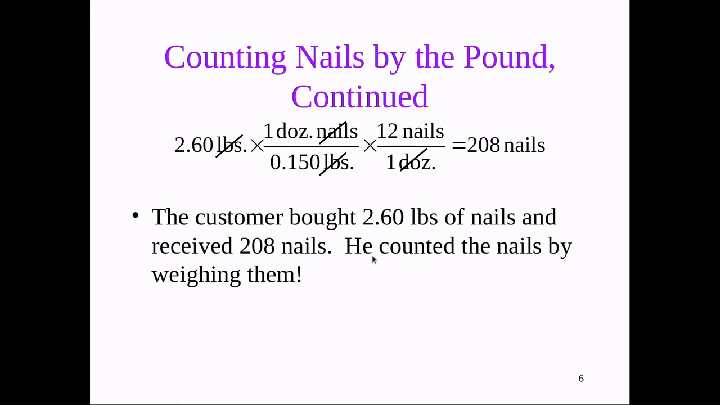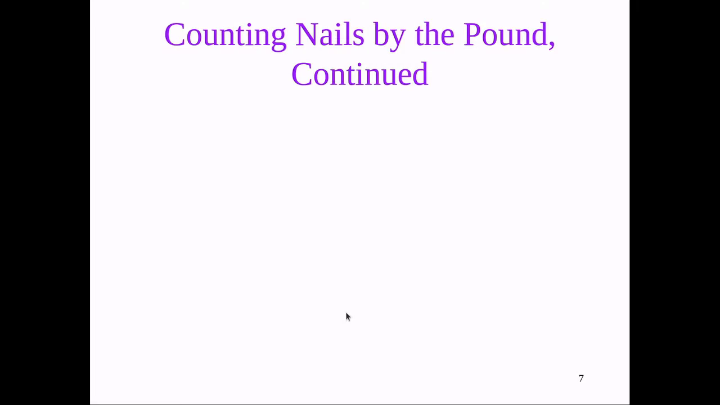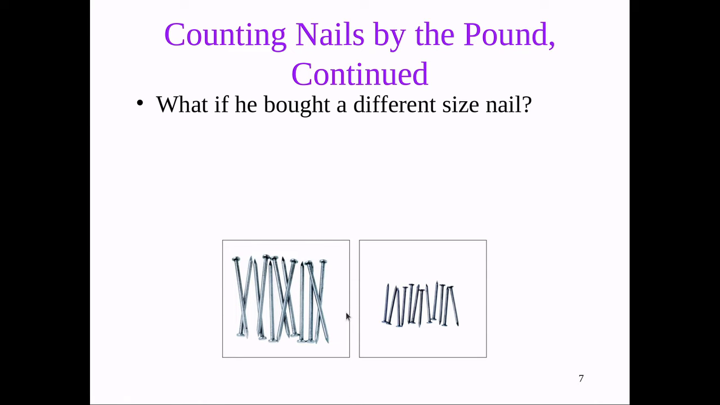And we've managed to count the nails by weighing them. So let's do a little thought experiment here. What if he bought a different size nail? Would the mass of a dozen still be 0.150 pounds? No, right? If he bought smaller nails, then you'd get more nails in that amount of weight. If he bought larger nails, then you would get fewer nails, right?